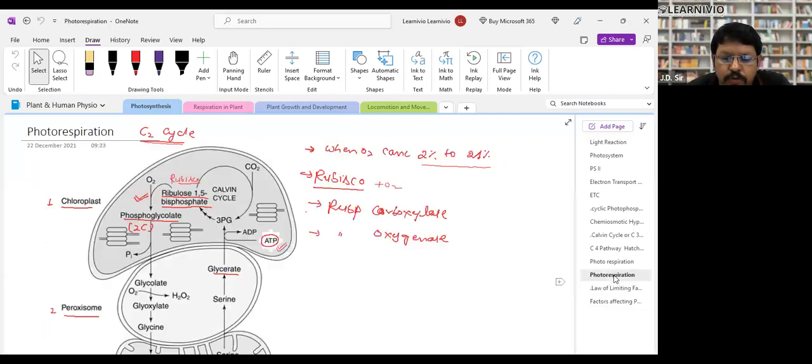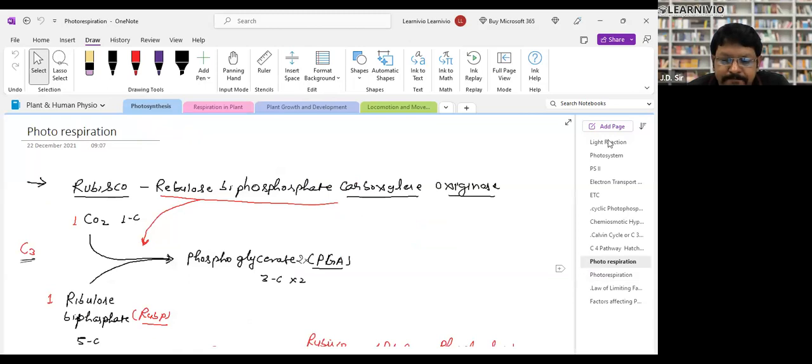So have you gone through your NCERT? Are you going through it, Martin and Ilam? Yes, sir. Are you going through your NCERT? Yes, sir. Yeah, please.